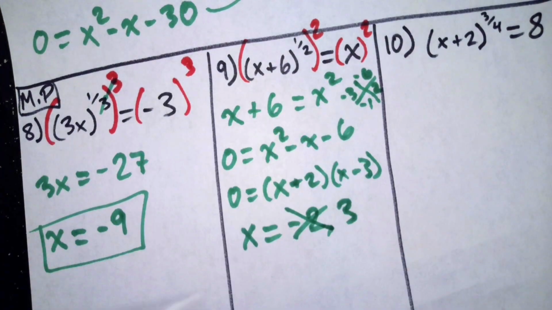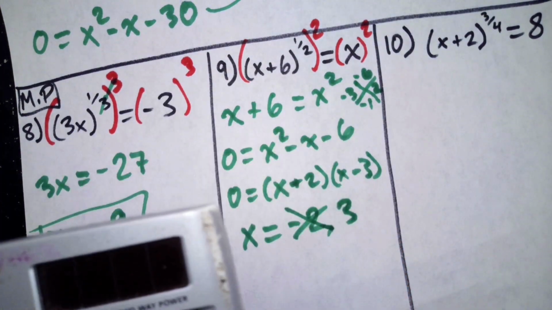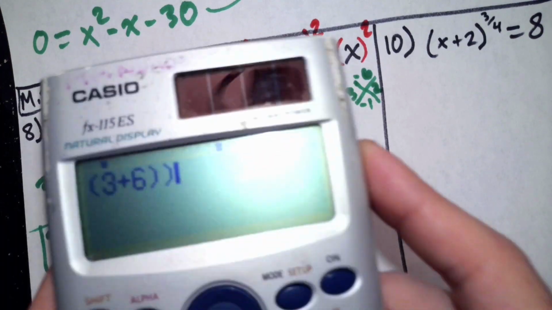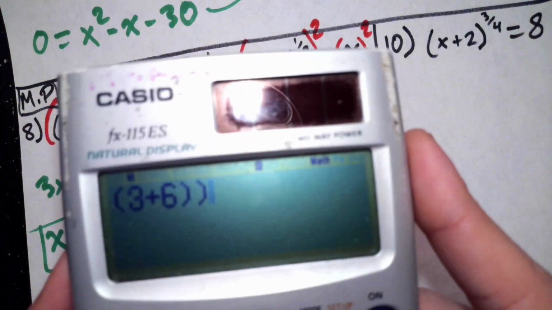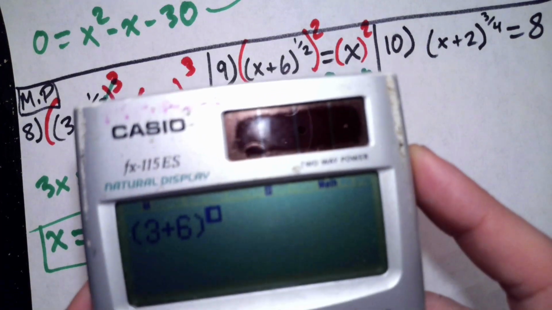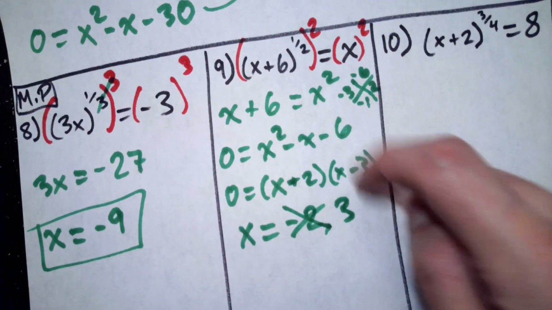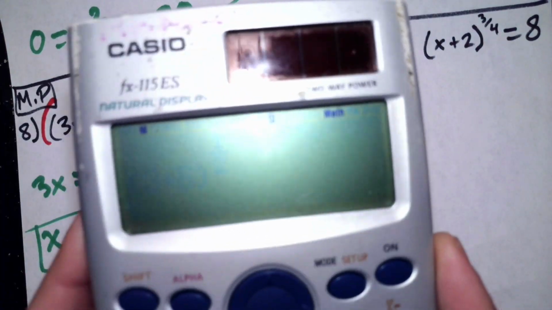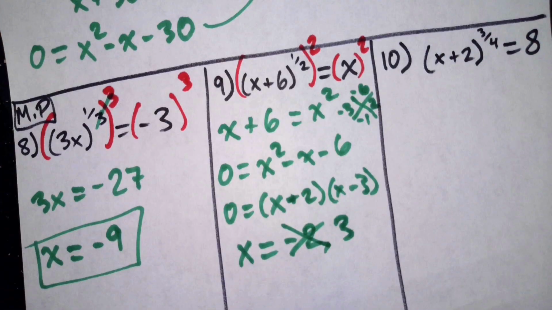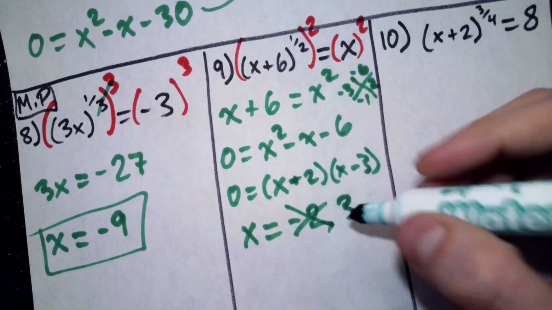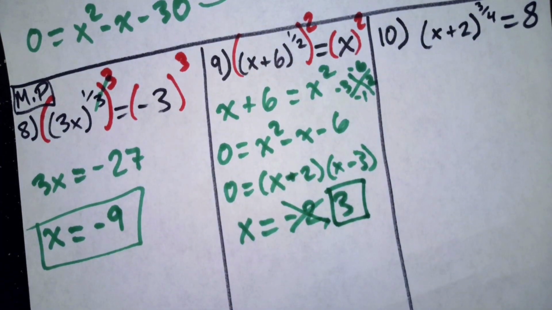Now let's try 3. 3 plus 6, and then raise it to the 1/2 power. So now that should be equal to x, which is 3. Let's see if that equals 3. It does. So this tells me that I only have one solution, and it is x is equal to 3.